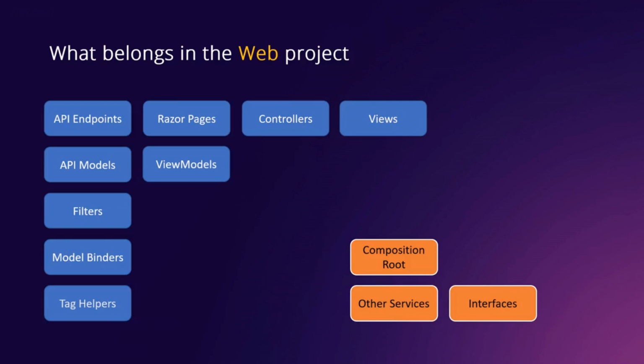Again, this just depends on if those interfaces rely on ASP.NET Core types or types that are defined in your web project. So if you have a service that returns back an API model or a view model, we can't put that service in core or in infrastructure because those DTOs are defined in web. And so we're going to put those services and their interfaces inside web as well.